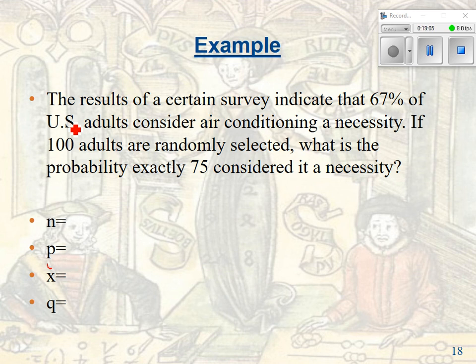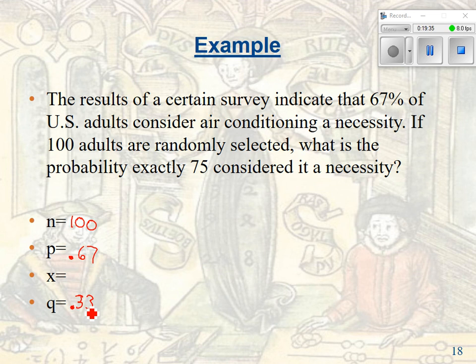upstairs. If 100 adults are randomly selected, what's the probability 75 considered a necessity? What's our N this time? 100. Now here, what's the probability this time? 0.67. What's Q this time? 0.7? No. Oh, 0.33. Good. And then X.